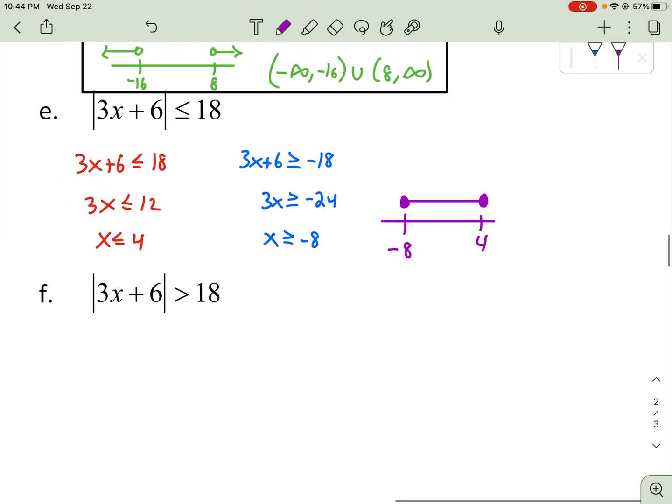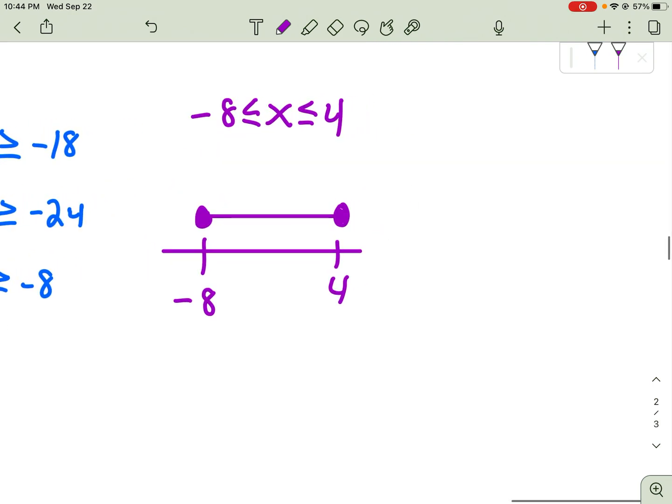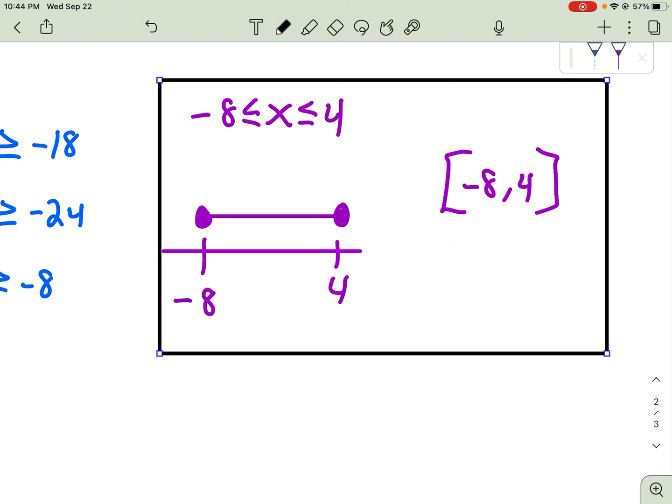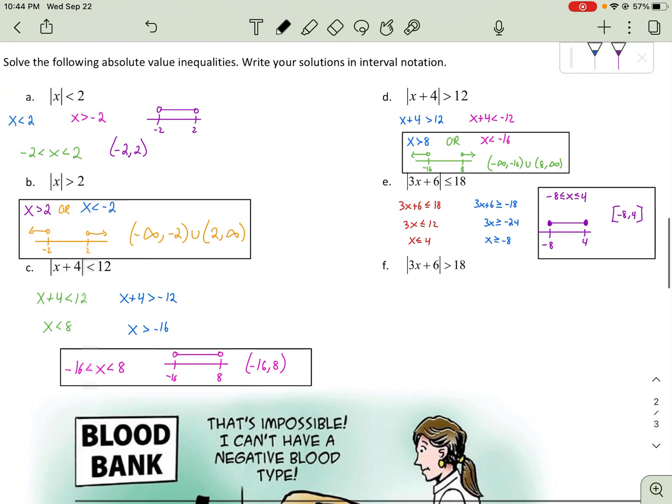And then as a single inequality, we would write it like this. And then in interval notation, you start at negative 8 and you go up to 4 and you stop. And we have brackets because it's or equal to. So these are the 3 different ways that you could write your solutions there.